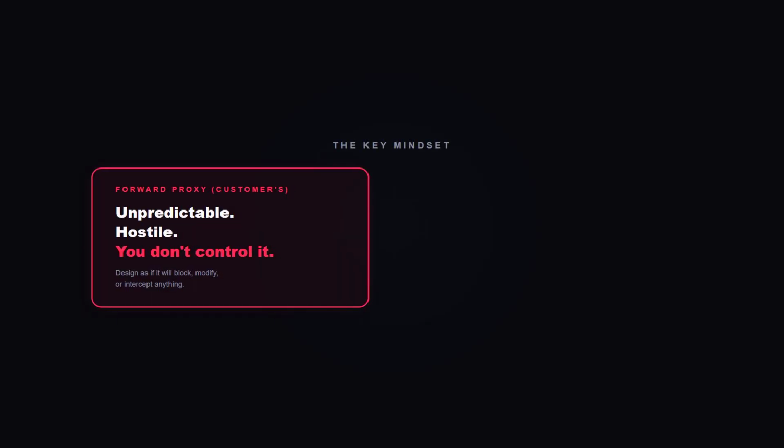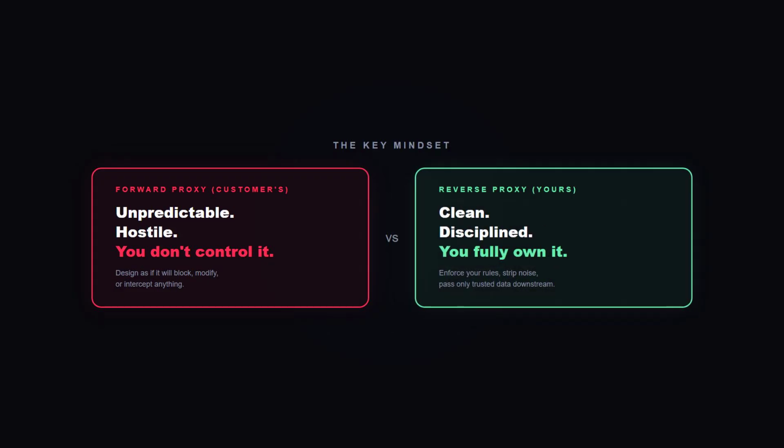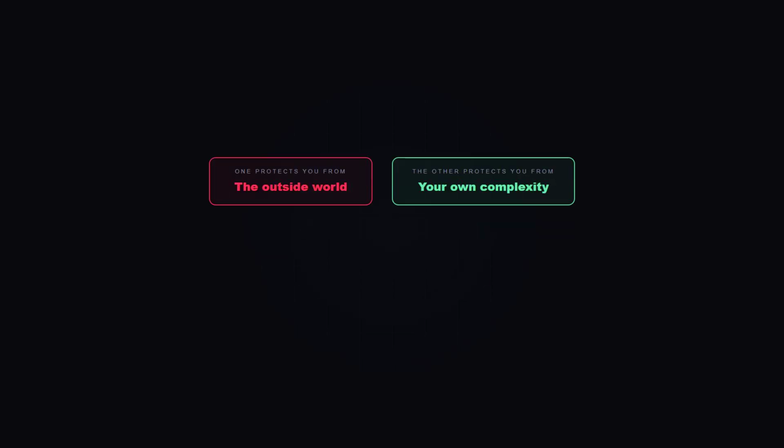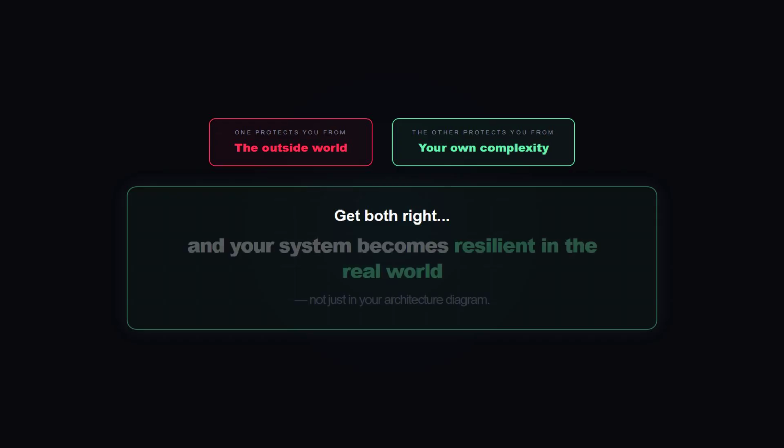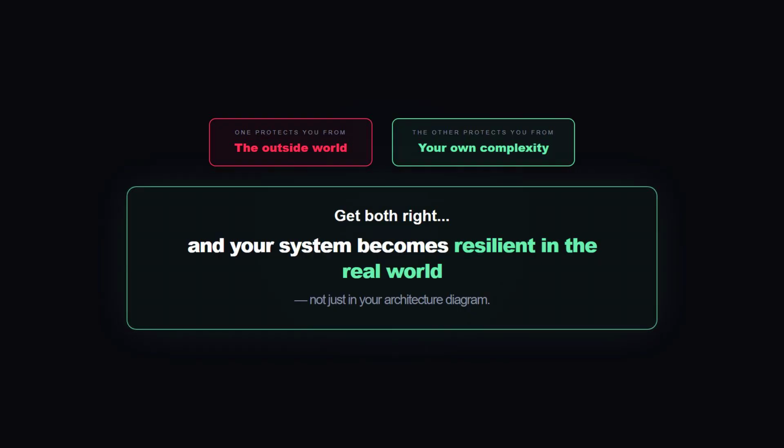The key mindset. Treat the forward proxy as an unpredictable, hostile layer you don't control. Treat your reverse proxy as a clean, disciplined boundary you fully own. One protects you from the outside world. The other protects you from your own complexity. Get both right, and your system becomes resilient in the real world, not just in your architecture diagram.